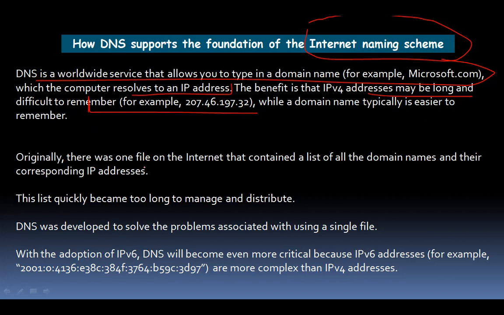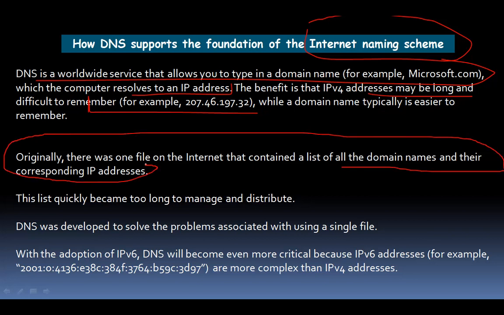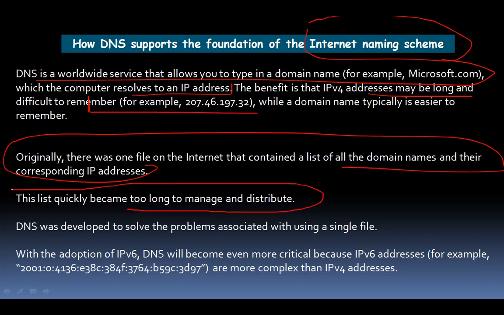Originally, there was one file on the internet that contained a list of all the domain names and their corresponding IP addresses. So earlier, when the concept of DNS was discovered, it was a file containing all the domain names and their addresses. This list quickly became too long to manage and distribute, which was a disadvantage. DNS was developed to solve the problem associated with using a single file.